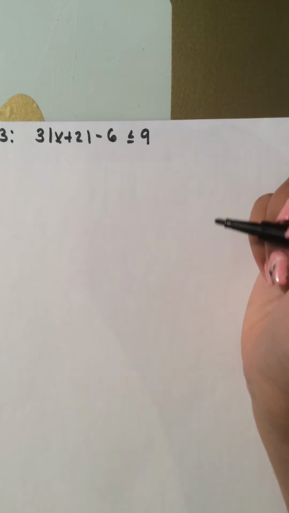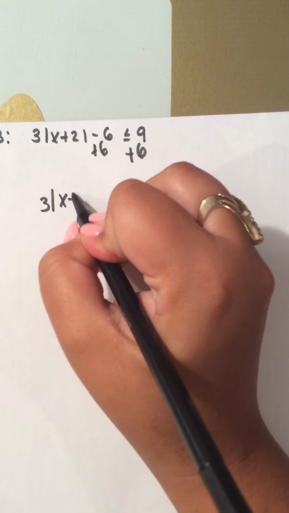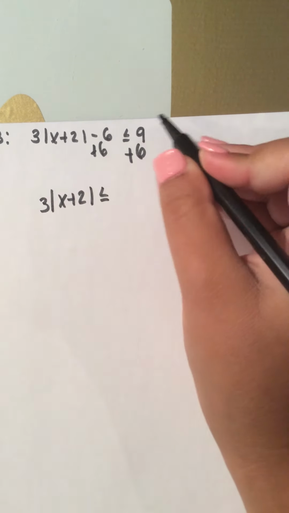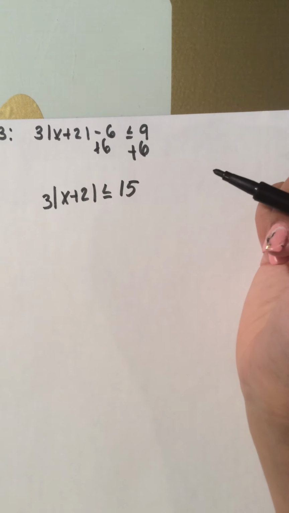Example 3. Now for this one we have 3 absolute value x plus 2 minus 6 is less than or equal to 9, which means that the signs stay the same. We don't have to flip anything. That's super nice. Well, the absolute value isn't by itself. I have a 3 and I have a negative 6, so I'm going to add 6 to both sides. So I'm going to have 3 absolute value x plus 2 less than or equal to 9 plus 6 is 15.